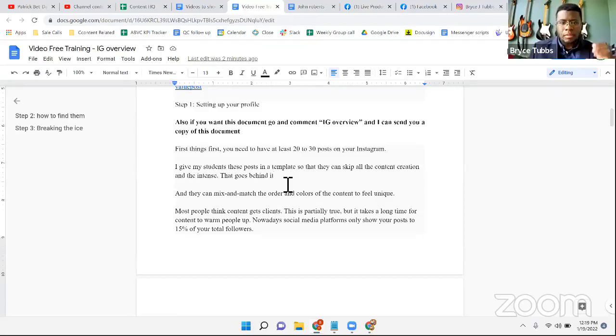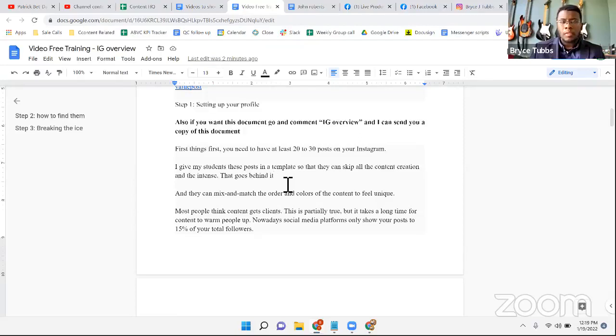Now back to that. Okay, so most people think that content gets clients, and again, it's partially true. It just takes a lot of time. How social media platforms work nowadays is that they are trying to get everyone to pay for advertising in order for the post to be seen. Now, if you're a regular person who doesn't own a business, it doesn't really matter how many people see your posts, right? Because you're not really trying to sell anything. You just want your friends and your family to kind of see your stuff.